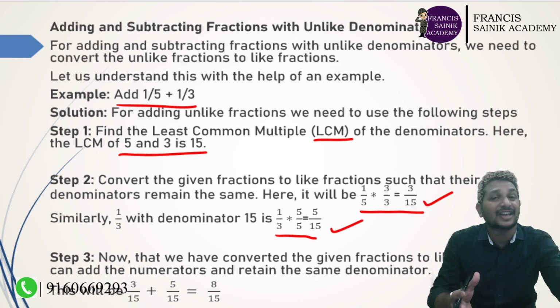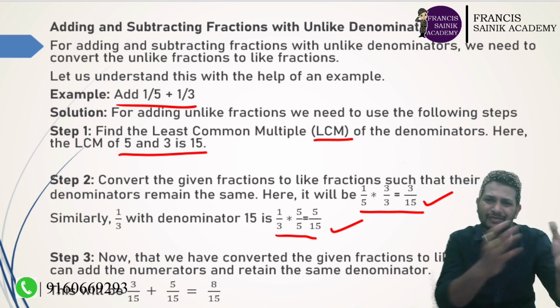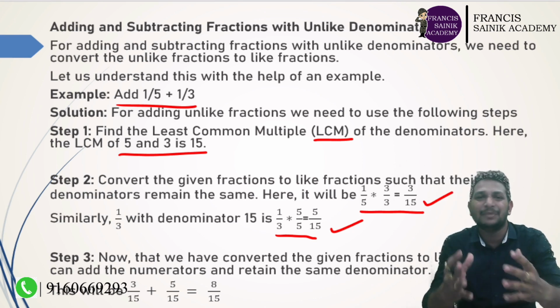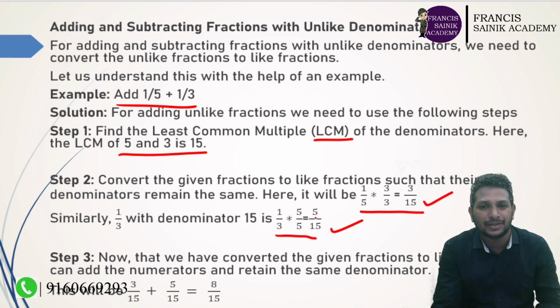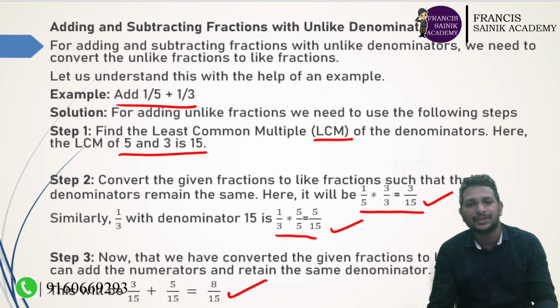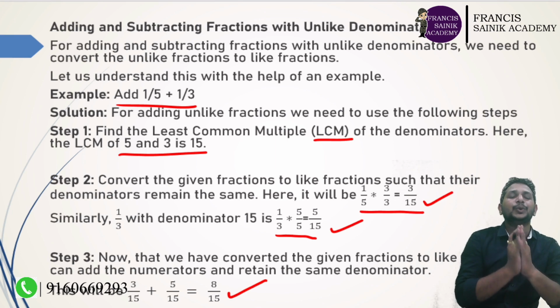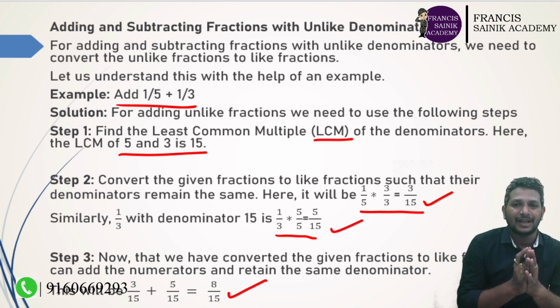So unlike fractions are converted into like fractions. Now we'll continue the same process we discussed in like fractions. Simply we'll add the numerators, right? So 3 plus 5 becomes 8 by 15. Whenever you want to do addition or subtraction for unlike fractions, just make sure of one thing.